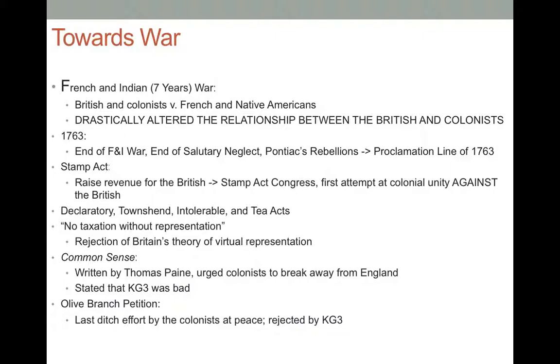This is going to end that salutary neglect period. Great Britain is going to be just frankly broke, and so it's going to have to turn to the colonists to provide them with some money. Pontiac's Rebellion, the Proclamation Line of 1763.